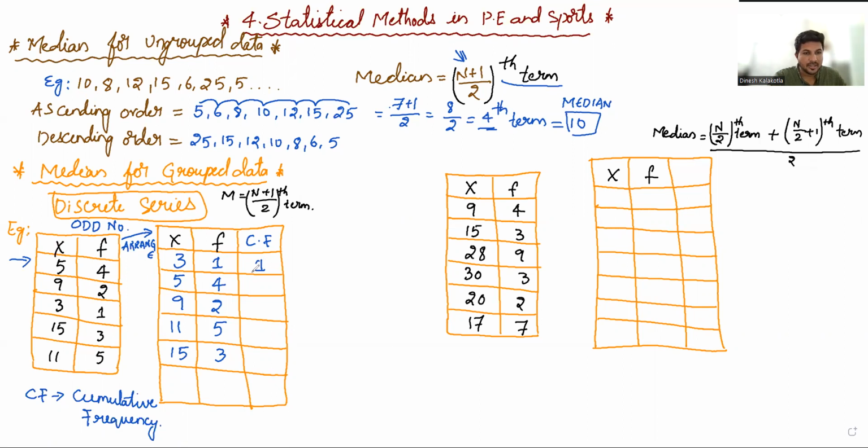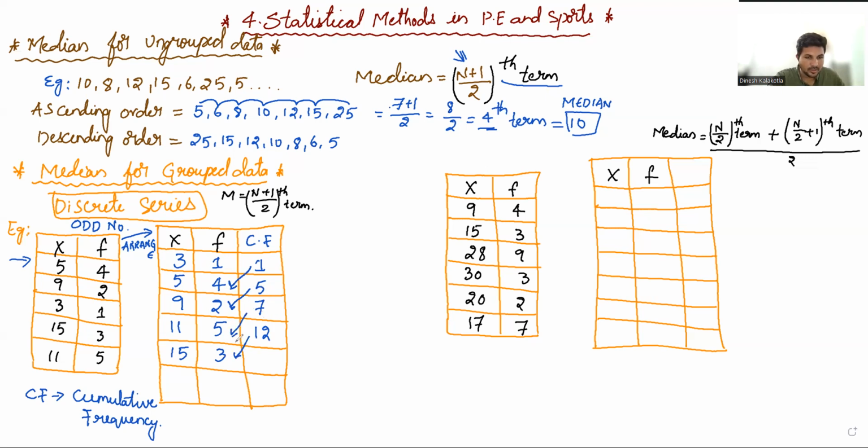And next is 1 plus 4. So take down the second one here: 1 plus 4. So that gives how much? 5, right? And next is 5 plus 2. That gives 7. And 7 plus 5 gives 12.